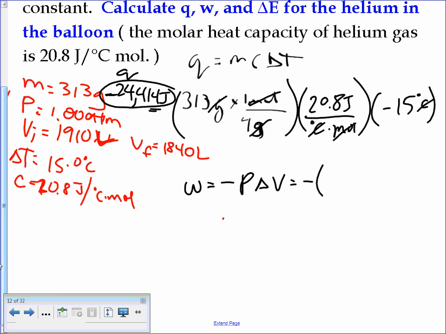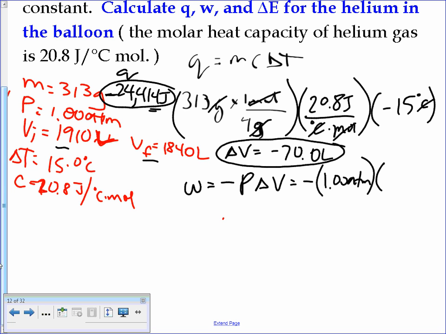So, negative what? 1 atmosphere times 1910 minus 1840. So V, oh wait. 1840 minus 1910. Right, so you're doing V final minus V initial, so what is that, delta V? Negative 70 liters. Okay, so that's our V that's going in here, so negative 70 liters.